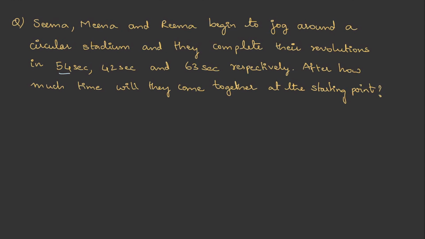Seema, Meena and Reema begin to jog around a circular stadium and they complete their revolutions in 54 seconds, 42 seconds and 63 seconds respectively. After how much time will they come together at the starting point? So when you want 3 numbers collectively together, we just need to take the LCM. So the LCM of 54, 42 and 63 gives the least common multiple.